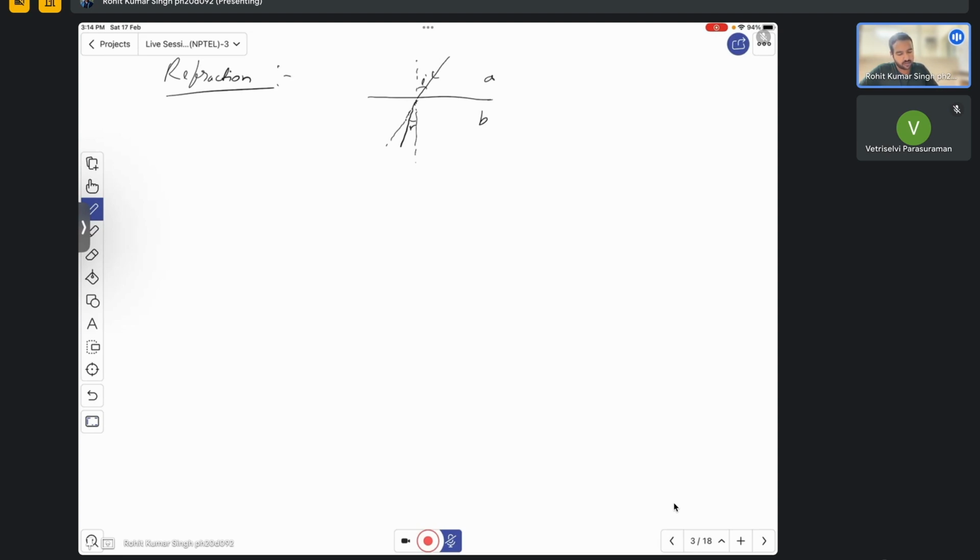There is a formula which relates the angle of incidence, the angle of refraction, and the refractive index of A and B, and it is given as sin i upon sin r is equal to the refractive index of A with respect to B. This is called Snell's law.